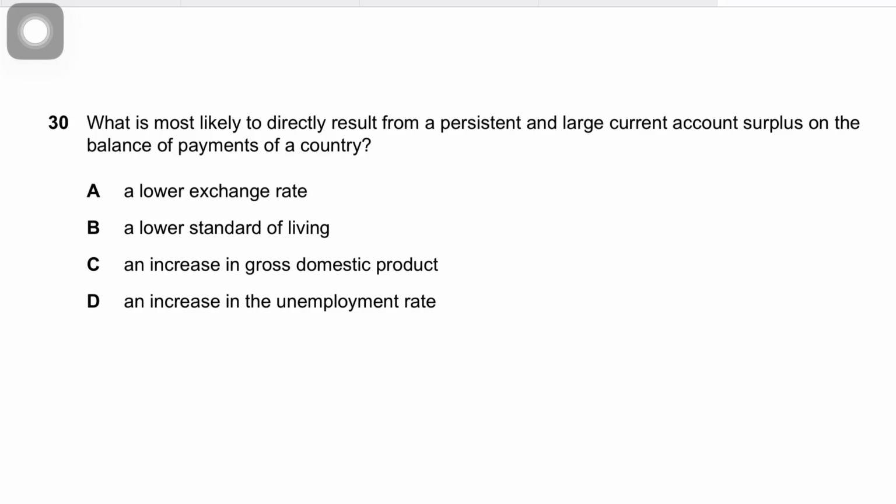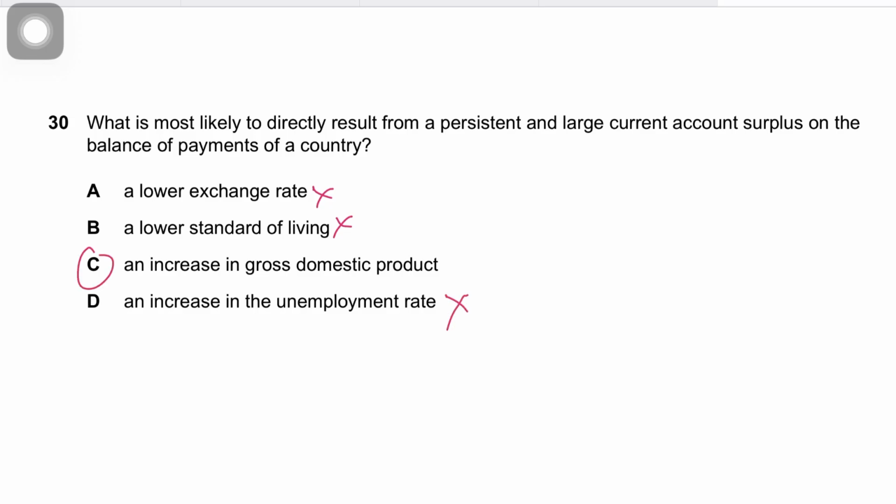Option B says a lower standard of living. If you have a current account surplus due to higher exports, you're generating higher incomes. That means it would improve living standards rather than reduce them. So this is incorrect as well. A and B are incorrect. Option D says an increase in the unemployment rate. Again, higher export demand because of a higher current account surplus would usually create more jobs in the export sector, and that would have a spillover effect over other industries as well. Higher employment would be generated all over the country. Unemployment is more likely to fall here rather than rise. So again, this is wrong.